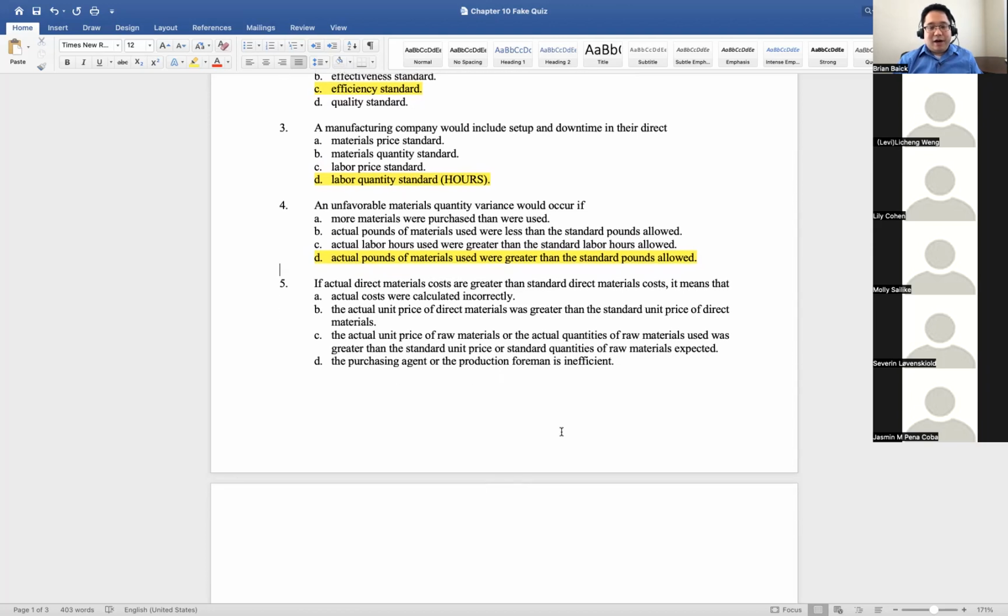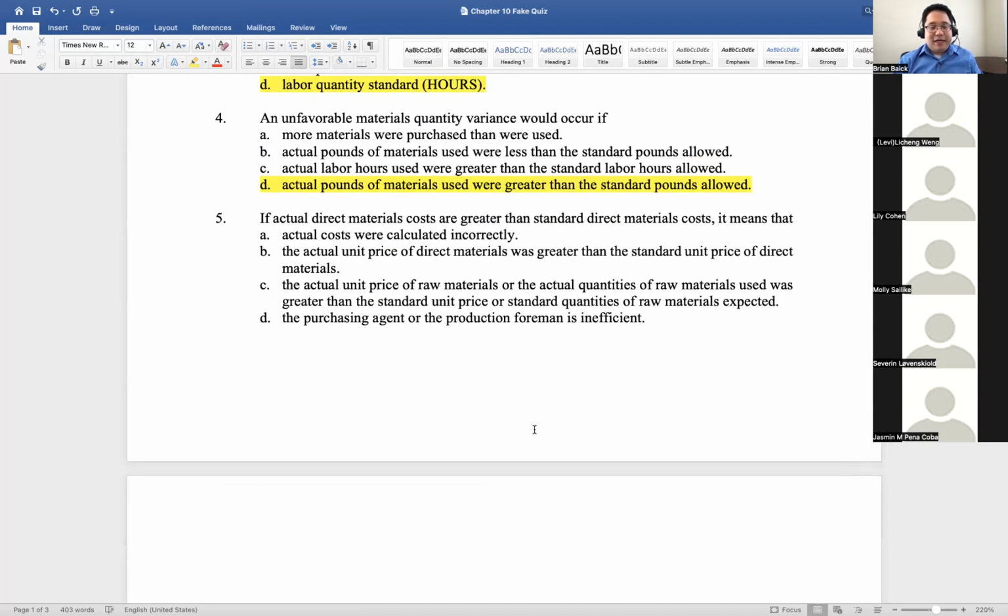Okay. All right, I'll read number 5. It says, if actual materials costs are greater than standard material costs, it means that... So what happens if your actual costs are more than what you expect? A says actual costs were calculated incorrectly. Maybe, but that doesn't necessarily mean that, right? We're looking for the best answer. How about B? The actual price of direct materials was greater than the standard unit price of materials? Could be. I don't know.